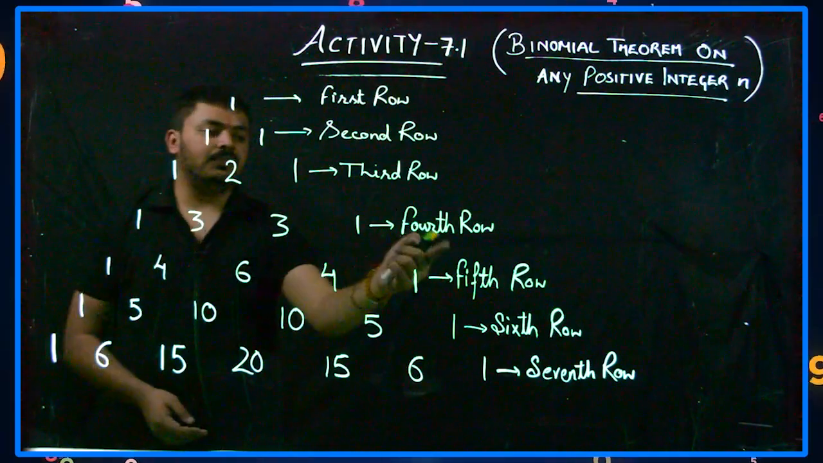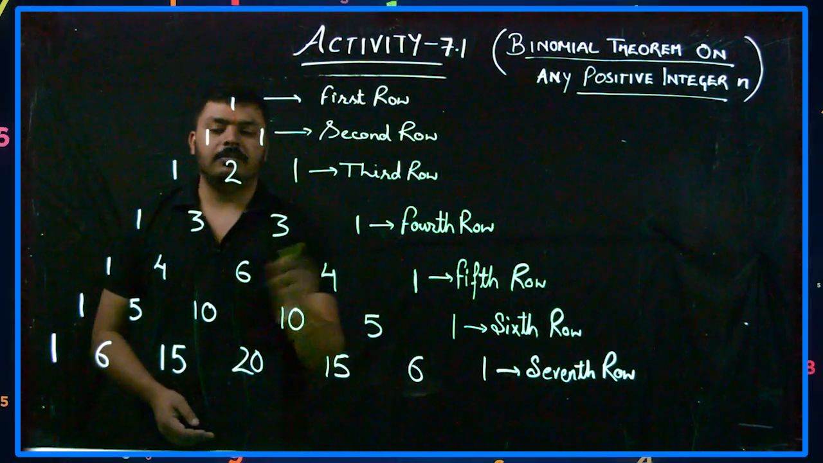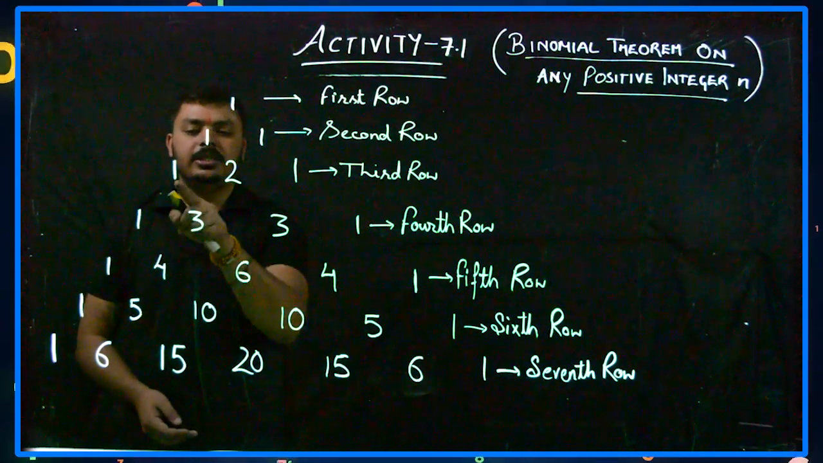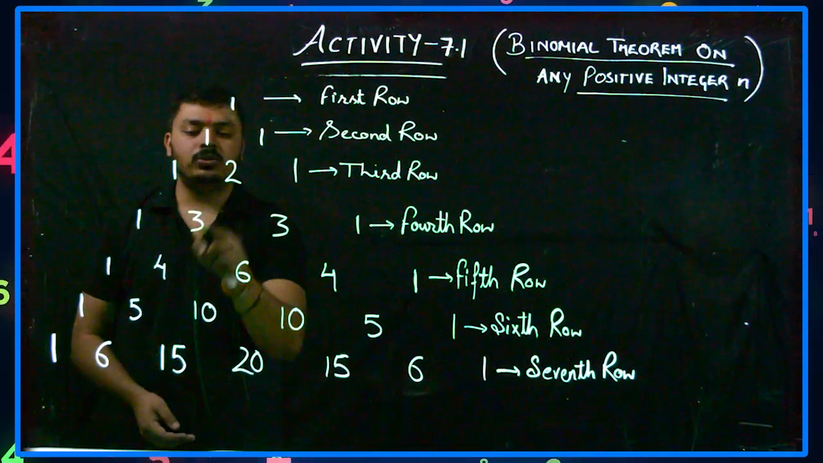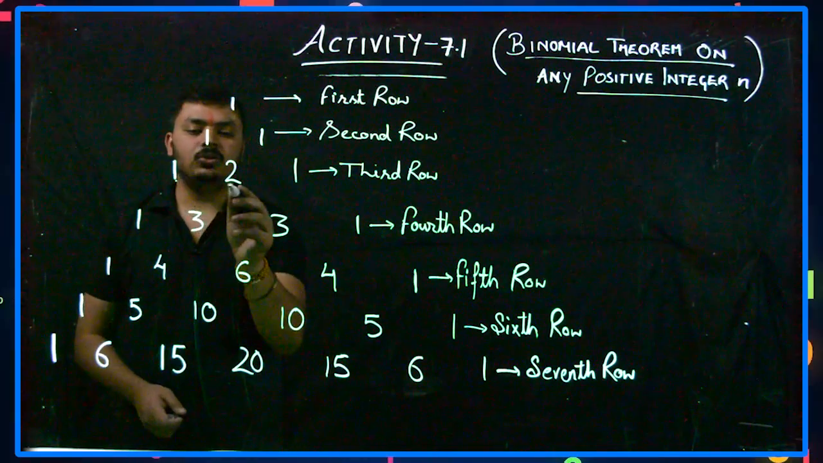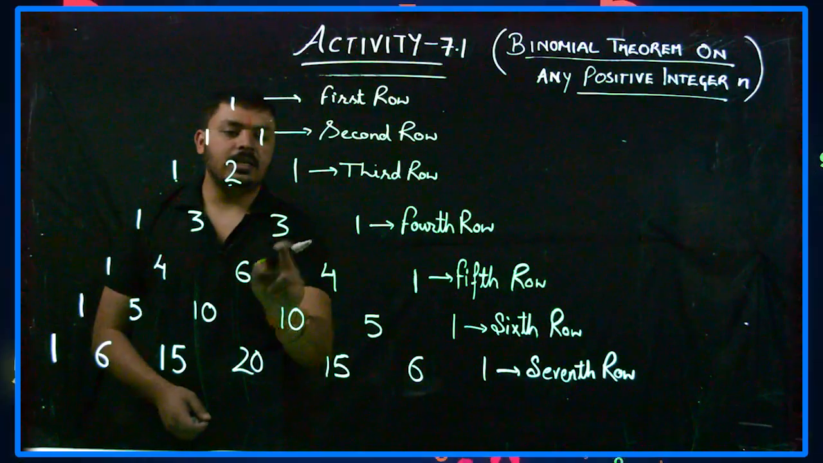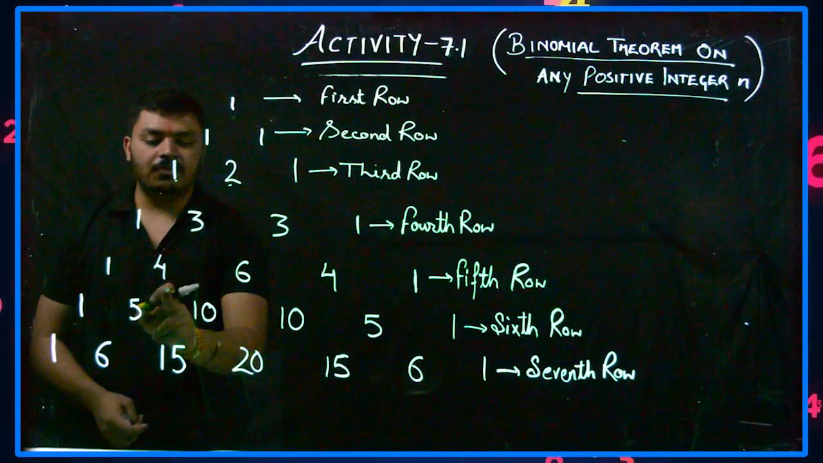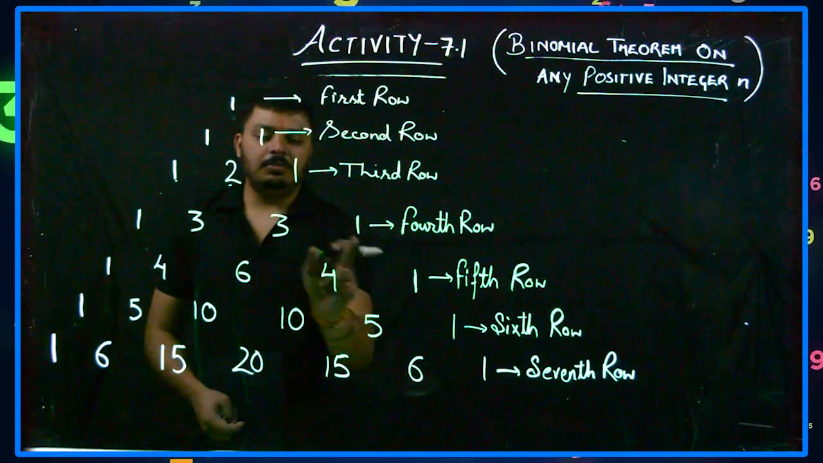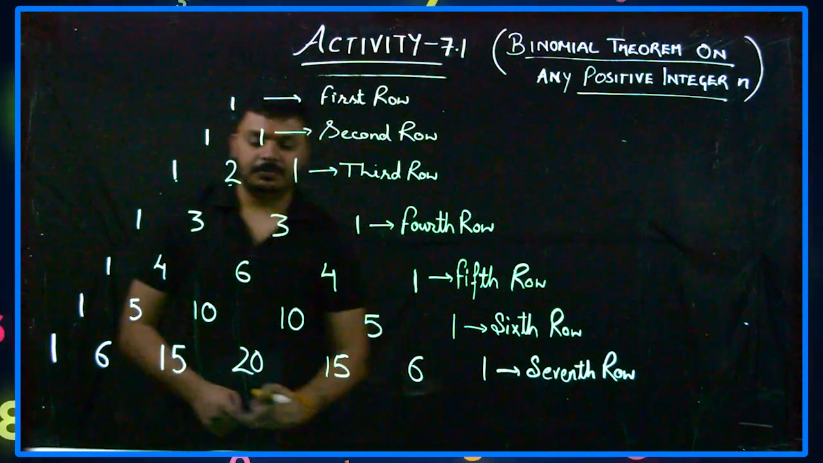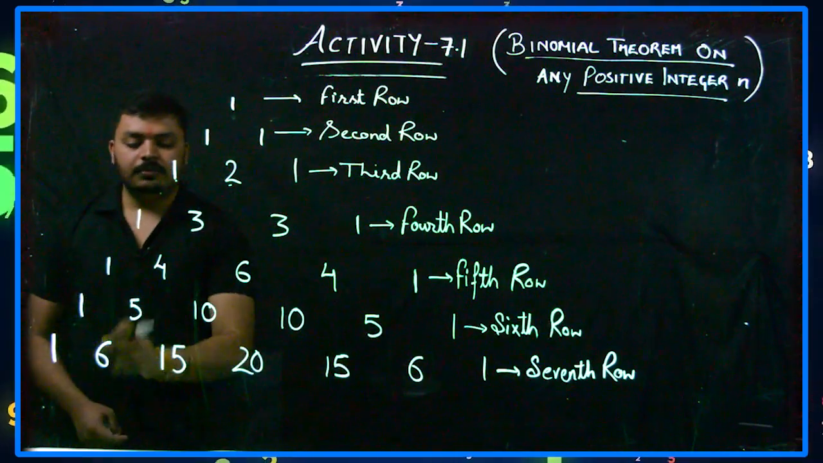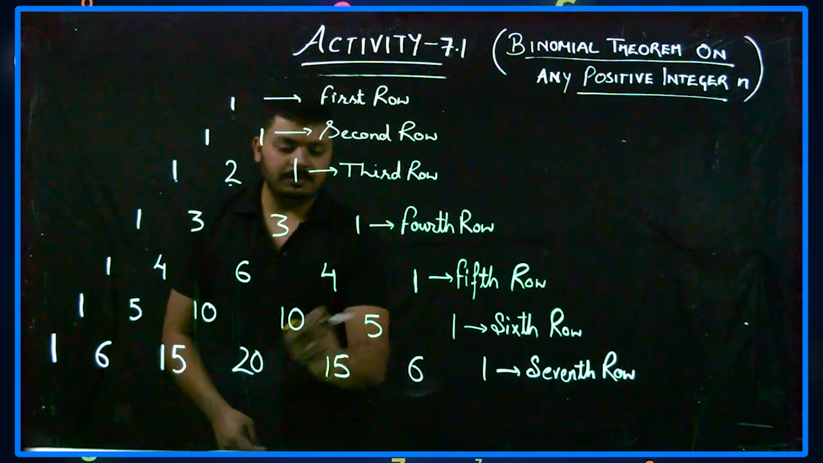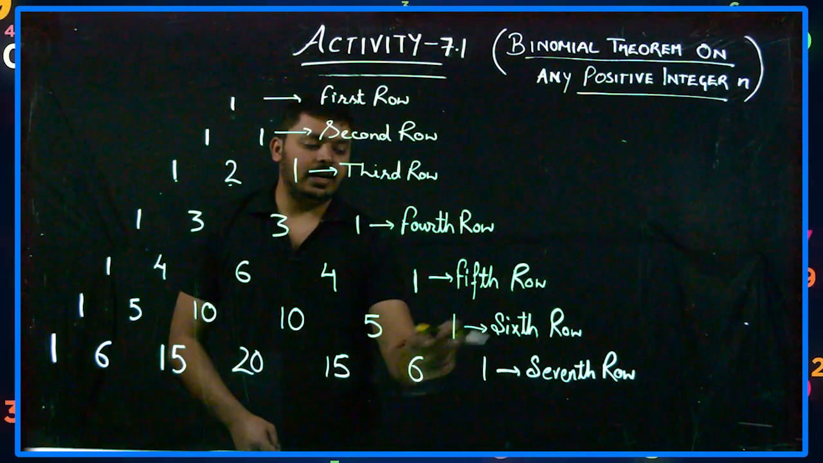Now next row, that is fourth row, it is 1, 3, 3, 1. First and last digit are 1 and the middle digit is sum of the upper two. 1 plus 2, 3. 2 plus 1, 3 and 1 at the end. Similarly 1 plus 3, 4, 3 plus 3, 6, 3 plus 1, 4 and 1 at the end. Now in sixth row, 1 plus 4, 5, 4 plus 6, 10, 6 plus 4, 10, 4 plus 1, 5 and 1 at the end.